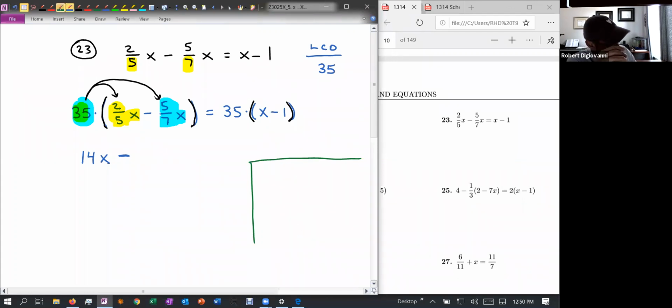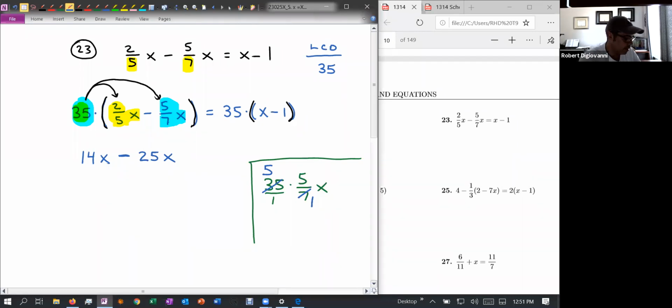I'm going to do 35 times 5/7x, but again, that's 35/1. We can reduce again, can't we? 7 goes into 7 once, 7 goes into 35 5 times. And when we multiply straight across, we should get 25x, because it's really 25/1, and then we still have the x there. Any questions on that?